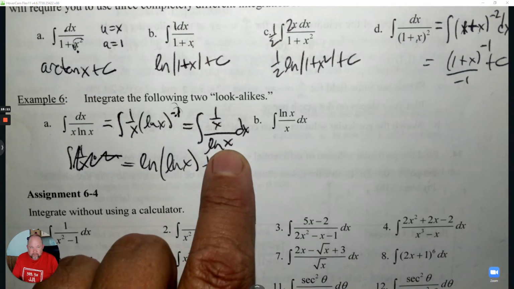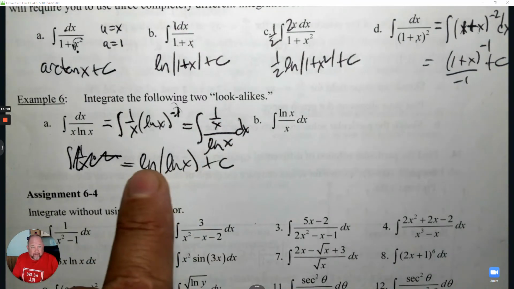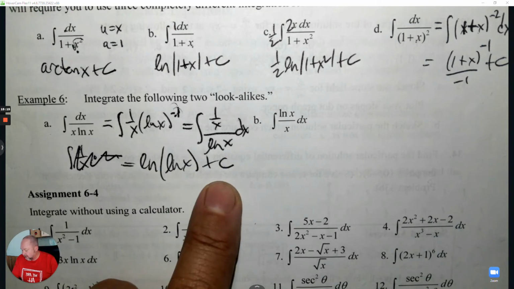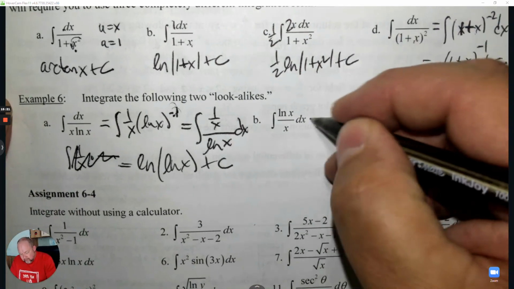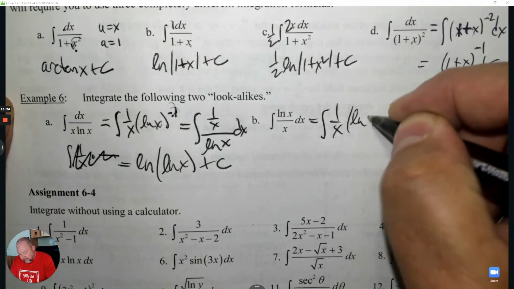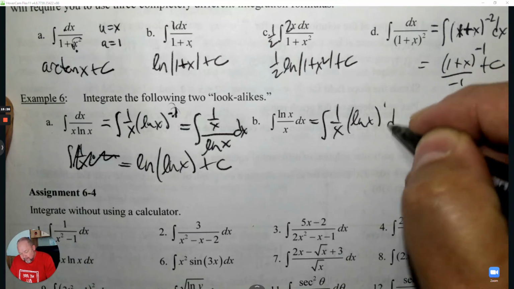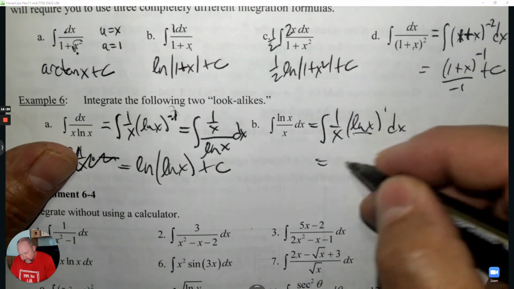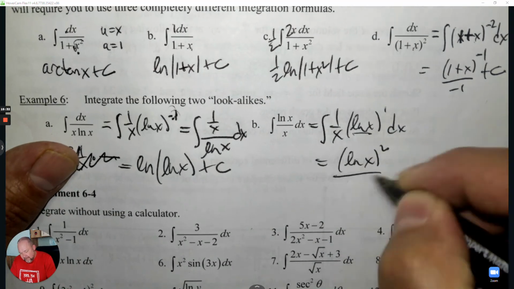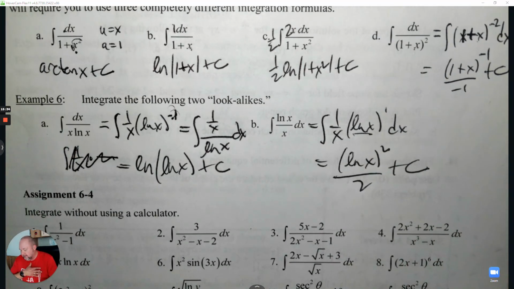So when the derivative of the bottom matches the top, it's a logarithm. This is a logarithm logarithm plus c. It'd be a good rock group name, right? Logarithm logarithm. B, this is the one I was going to do. This is 1 over x and then ln x. Think of it as ln x to the 1. The derivative is the hook. So that's just ln x, add 1 to the exponent and divide.